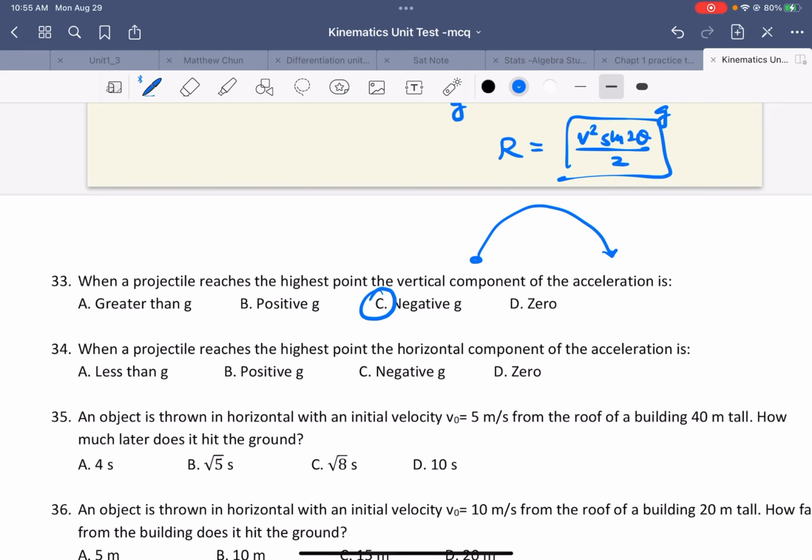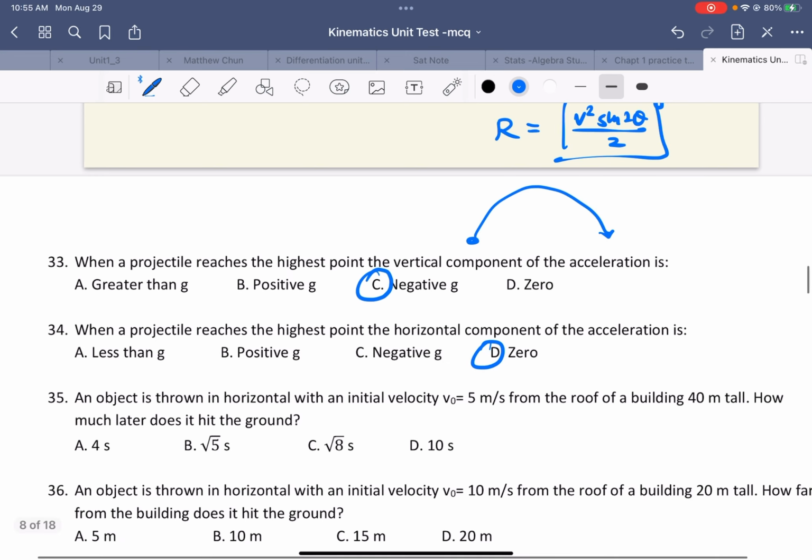Number 34. When a projectile reaches the highest point, what is the horizontal component of the acceleration? You don't have it. Acceleration is only gravity, which is a vertical component. It acts downward.